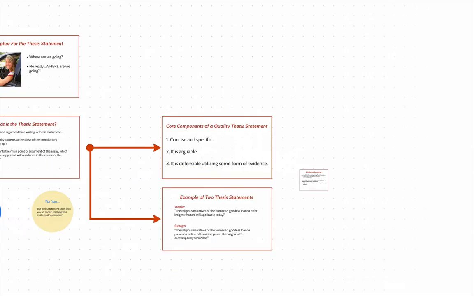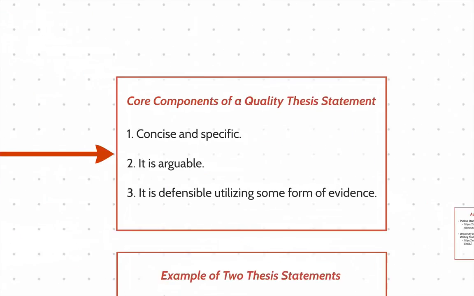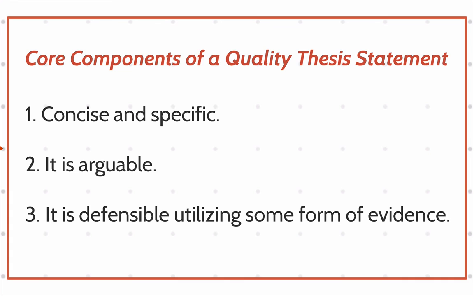So we'll wrap up there, and your writing assignment for this week is actually the first essay that you'll be doing in Honors 111. So I want to go back just to the core components of a quality thesis statement. The rubric that is available with the assignment, on the second page of the assignment, lays out the criteria for how I'll be evaluating your thesis statement. And it's basically these 3 points. Is it concise and specific? Is it arguable? And would it be defensible utilizing some form of evidence?